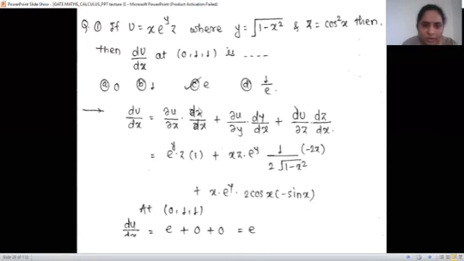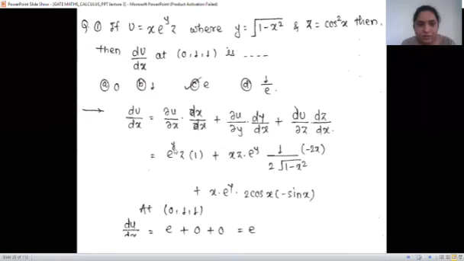So dou u by dou x into dx by dx, no need to write this term, we know that this is 1 itself, plus dou u by dou y into dy by dx, as y is a function of x only, given y is root 1 minus x square. It is a function of x, so it is dy by dx, plus u is a function of z also, so dou u by dou z into dz by dx.